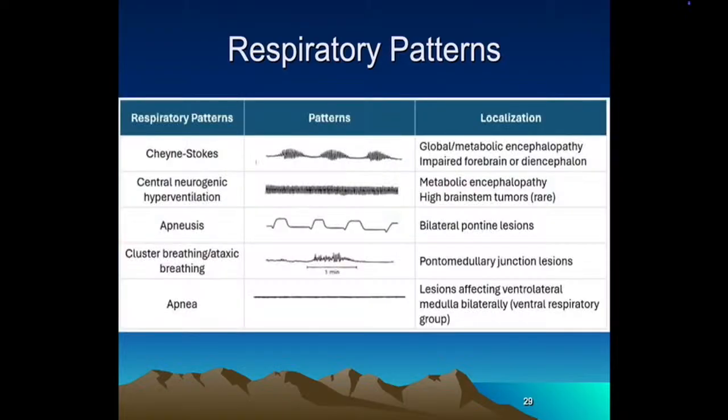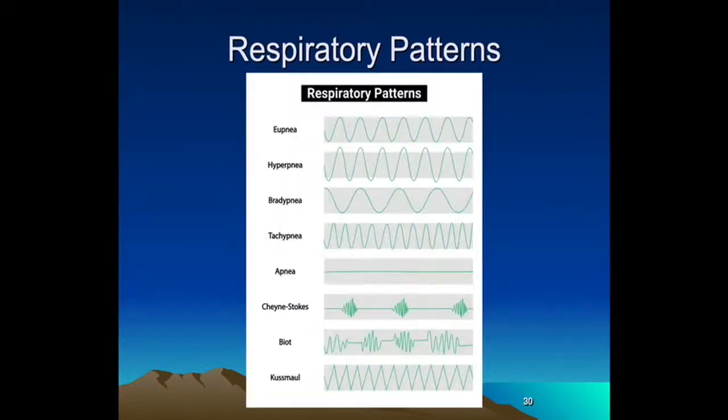So Cheyne-Stokes is the pattern where a person's going to be breathing very shallow, and then they're going to start breathing deeper and deeper, and more shallow, and almost go apneic, and then it just repeats over and over and over. Central neurogenic hyperventilation is the patient who's breathing really fast, almost like a Kussmaul type respiratory pattern. And then Biot's respiration is illustrated here at the bottom.